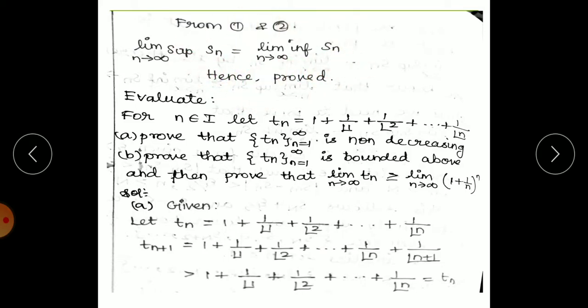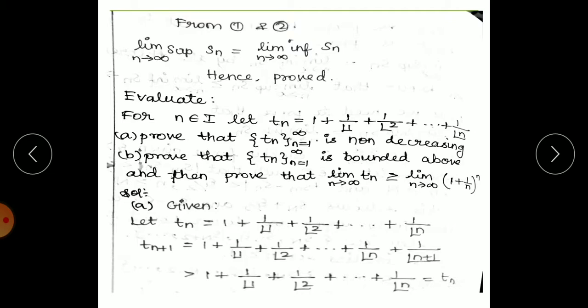Next we can move on to a problem. For n belonging to I, let Tn equal 1 plus 1 by 1 factorial plus 1 by 2 factorial and so on up to 1 by n factorial. Prove that the sequence Tn is non-decreasing, prove that the sequence Tn is bounded above, and prove that the limit of Tn is greater than or equal to the limit of 1 plus 1 by n the whole power n. See the first one, A, that is Tn.